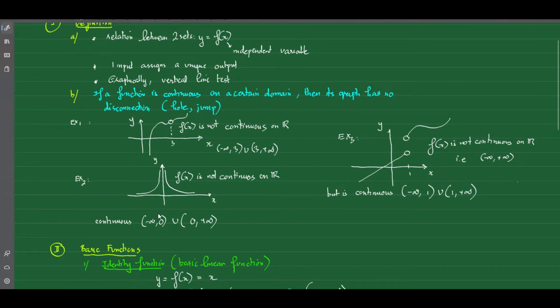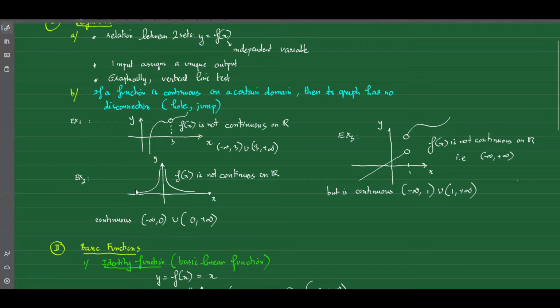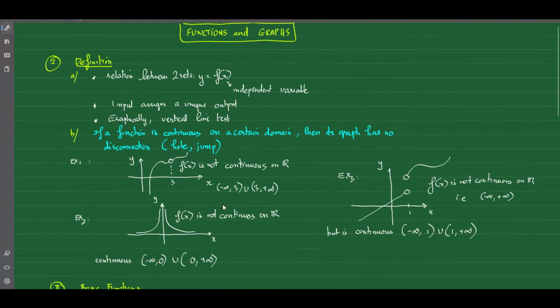In the second example, you're going to see that this is not continuous at 0. Okay. And over here I have two pieces. It's not continuous at 1, but it is continuous everywhere else. Okay, continuous. It's not.